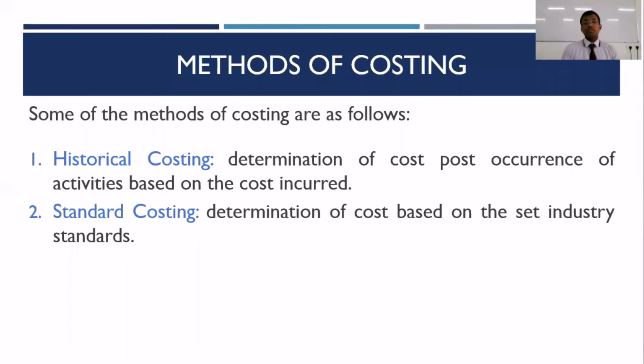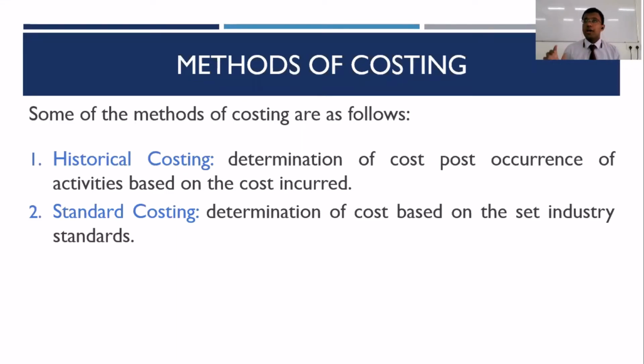The next type of costing is what is called standard costing. So what happens in standard costing is the cost is set as per certain industry standards. Okay, the cost is set as per certain industry standards. So based on that industry standard, irrespective of your cost, you would go about deciding the price for your product.